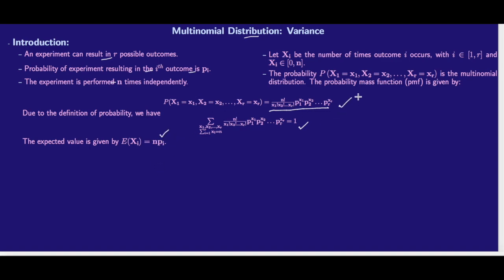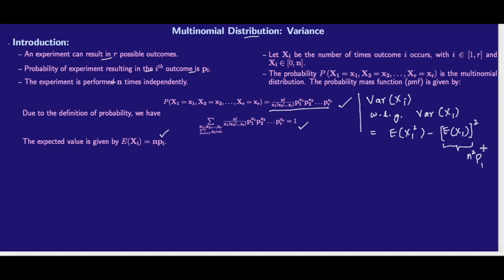Now in this part, we have to find the variance of xi. Without loss of generality, we will find the variance of x1, which is equal to E of x1 squared minus E of x1, squared. The second term we already have here: it is equal to n squared p1 squared. Now we are interested in finding the second moment, so let's start.